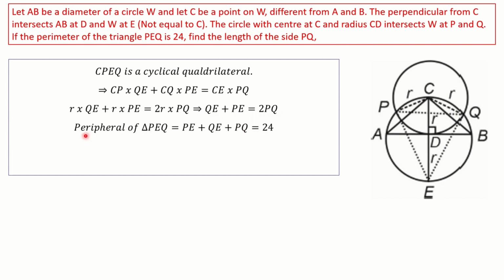Now it is given that the perimeter of triangle PEQ, that is PE plus QE plus PQ, equals 24. So you replace these two values here, you will get 3PQ equal to 24, PQ equal to 8. This is easy. You should just know the cyclic quadrilateral equation here.